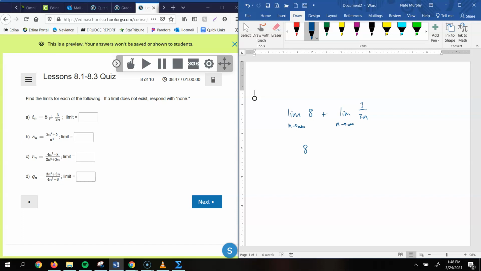The limit of 3 divided by 2n. Now, since our degree is bigger in the denominator than it is in the numerator, that means the limit of that would be 0. And 8 plus 0 would be 8. So the limit for letter A would be 8.